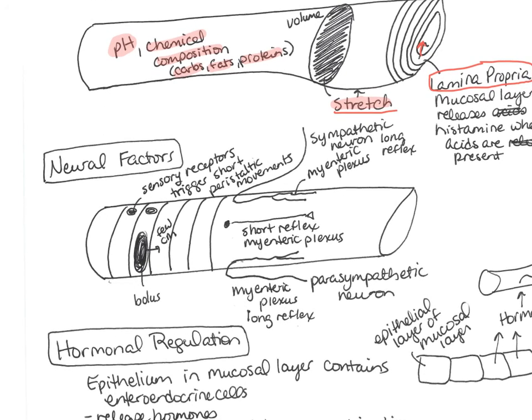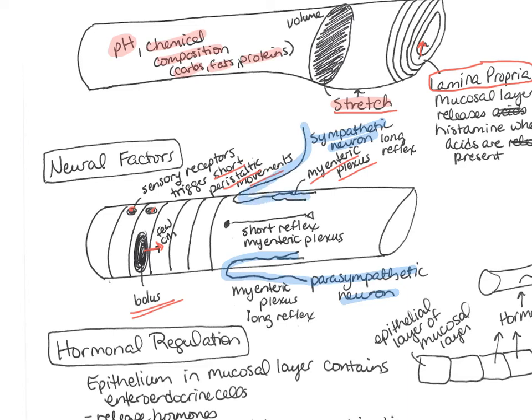Next, we have neural factors. There are sensory receptors in the walls of the GI tract that can trigger peristaltic movements, but these sensory receptors are only going to trigger very short peristaltic movements, and so food will move only a few centimeters. And the food, again, we call a bolus. Then there's also a whole plexus of nerves in the GI tract, which is called the myenteric plexus. The myenteric plexus contains those parasympathetic neurons that are going to increase the motility of the digestive tract when they're stimulated, and they also contain the sympathetic neurons that are going to decrease the movements and the motility of the digestive tract.